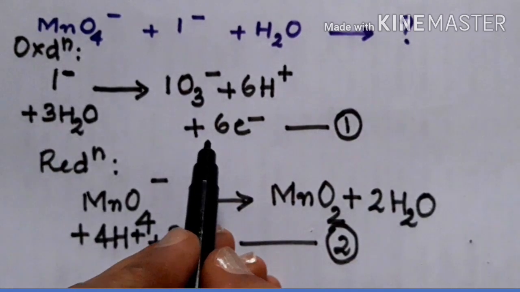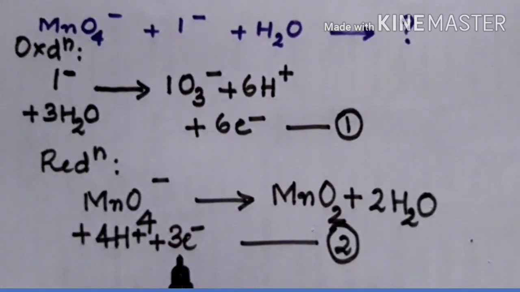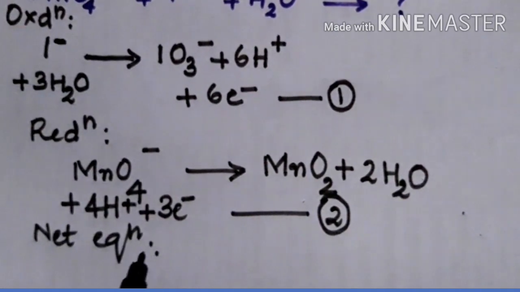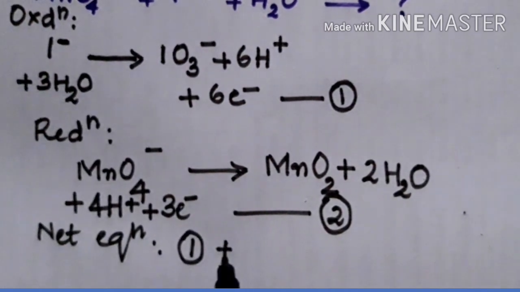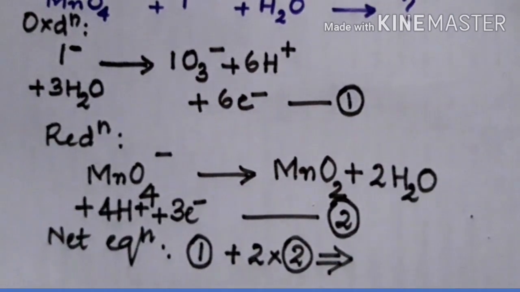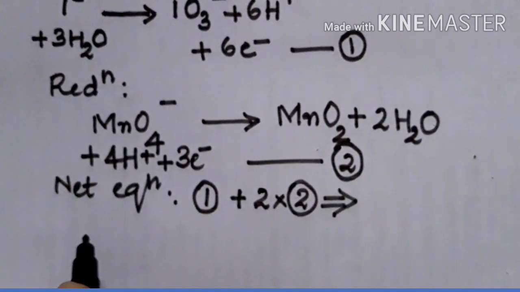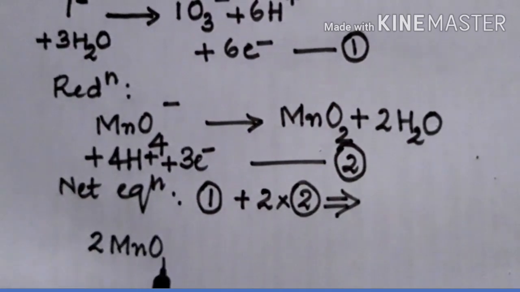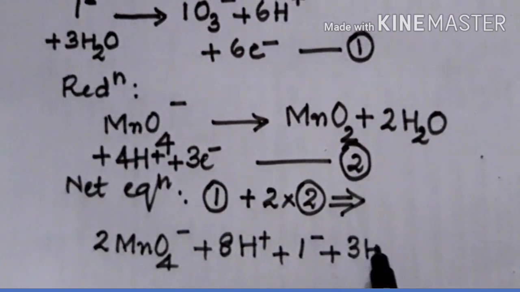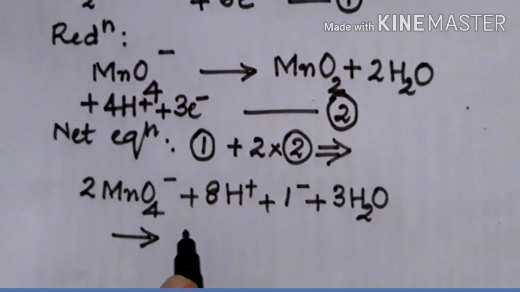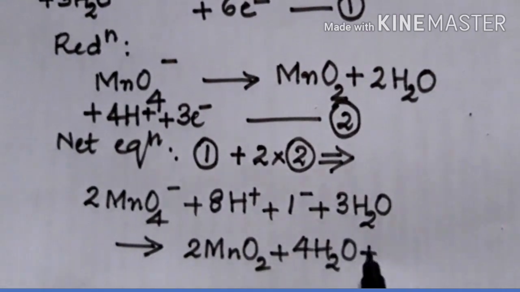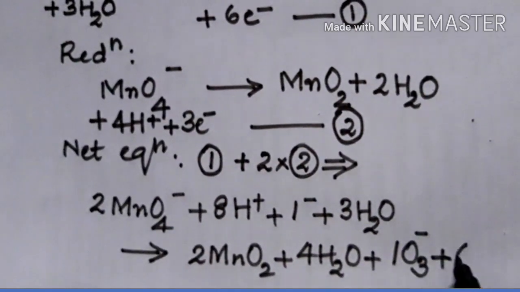Now whatever electrons are lost during oxidation must be gained in the reduction half. So what will be the net equation? The net equation is got by taking the first equation and adding it with 2 times the second equation. So the net equation becomes 2 times MnO4 minus plus 8H plus plus I minus plus 3H2O giving 2 MnO2 plus 4H2O plus IO3 negative plus 6H plus.